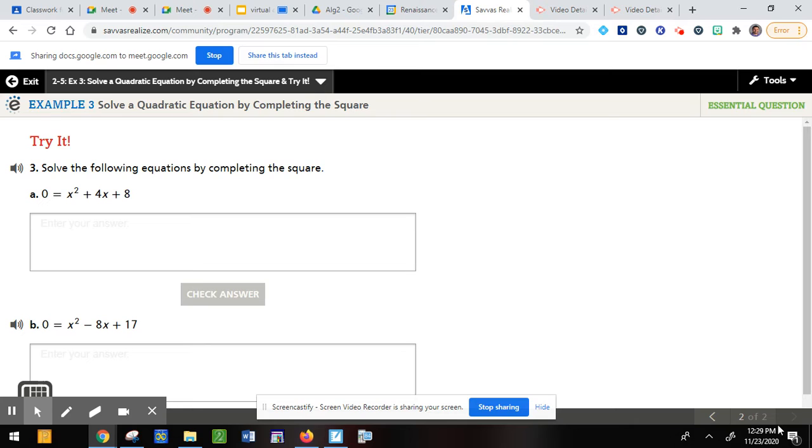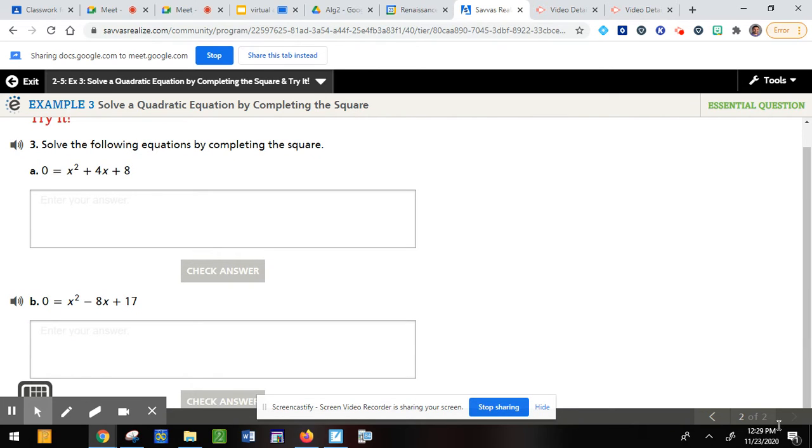So we got two examples over here. I think I'm going to work out the first one for you, and then you can try the second one.